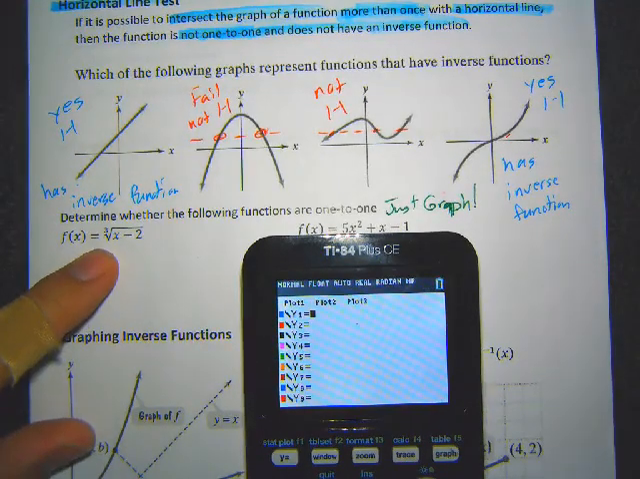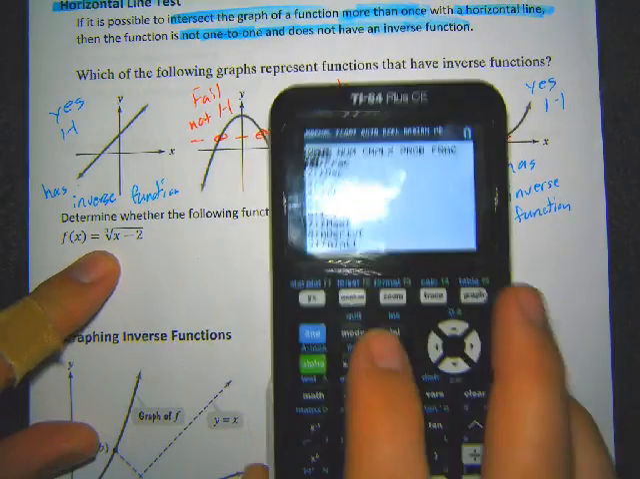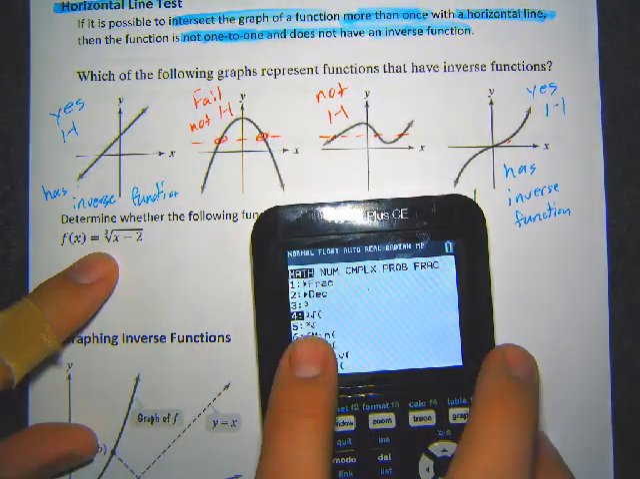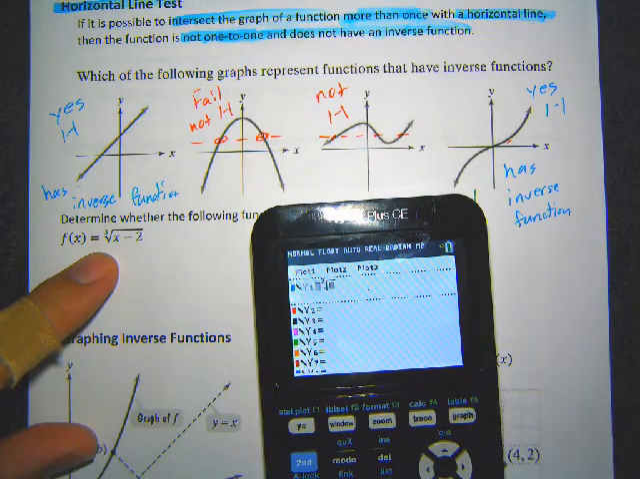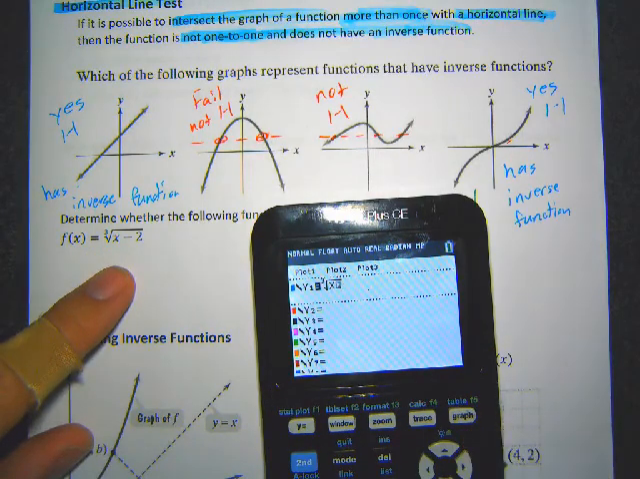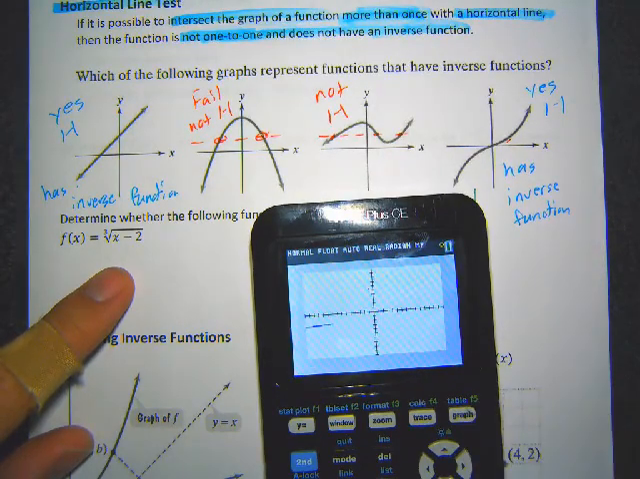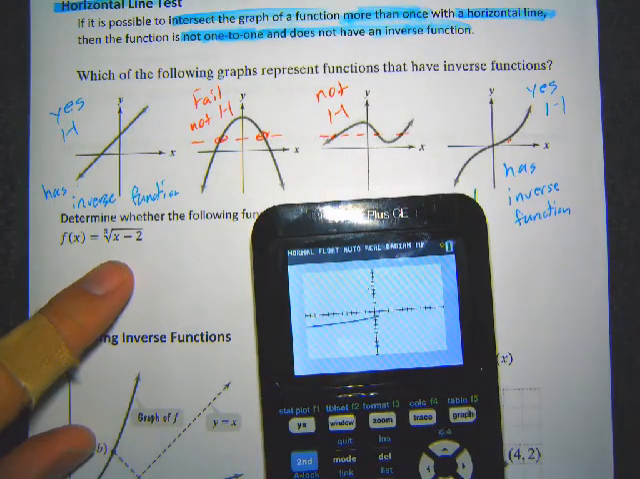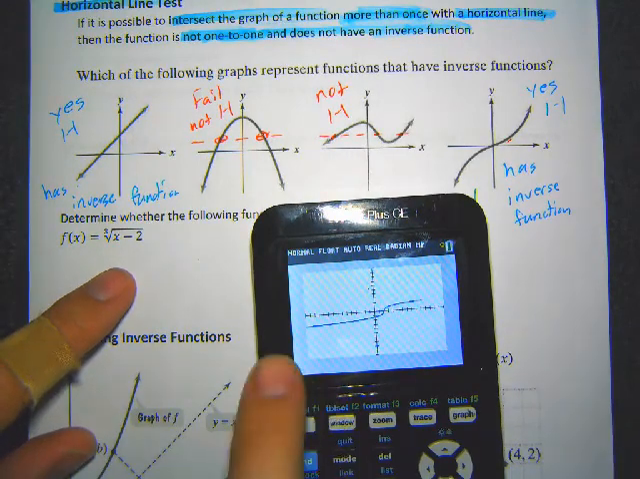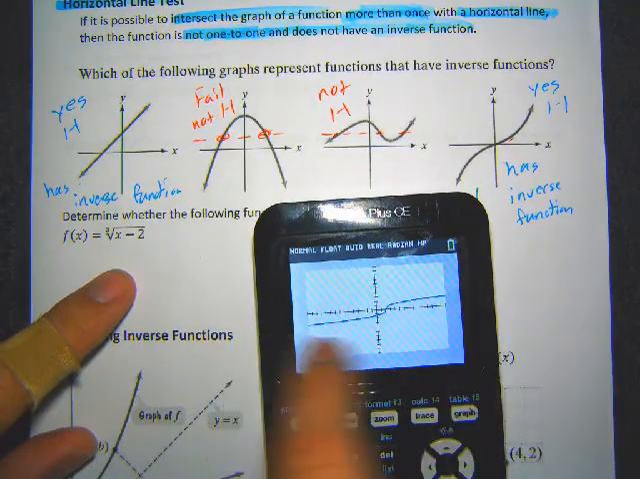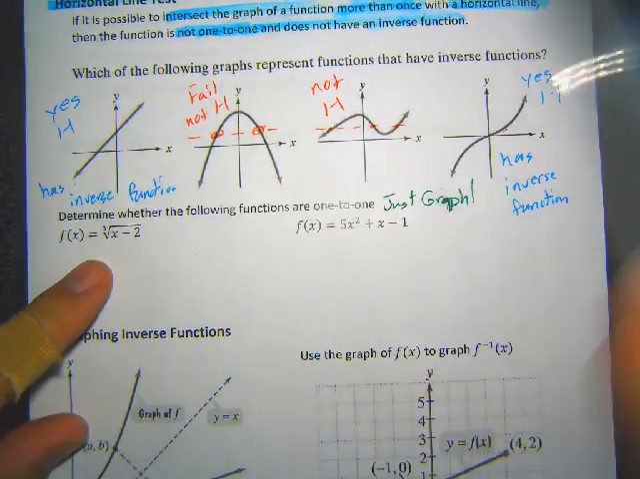Here I need to do a cube root, so I'm going to hit the math button. Remember, this math button over here is our favorite button, because it has things like the cube root function right there. The cube root of x minus 2, so type in that x minus 2, and then you can just graph it and look. So hit the graph button. Is it going to pass the horizontal line test? Look at this, and you can see as it goes to the right, it just goes up and up and up over to the right, and it will pass the horizontal line test. So yes, this one works out.